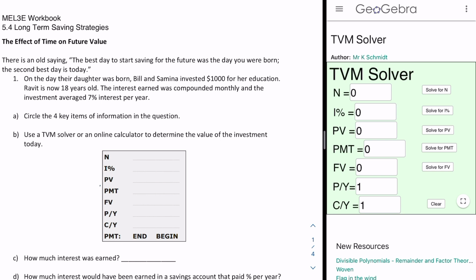Here we're going to look at this situation. On the day their daughter was born, Bill and Samina invested $1,000 for her education. Ravit is now 18 years old. The interest earned was compounded monthly, and the investment averaged 7% interest per year. Part A asks us to circle the 4 key pieces of information. For starters, they started with $1,000. It's been 18 years, so that's very important. It was compounded monthly, so every single month you got interest on it, and it was 7% interest per year.